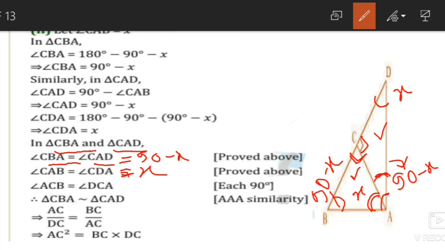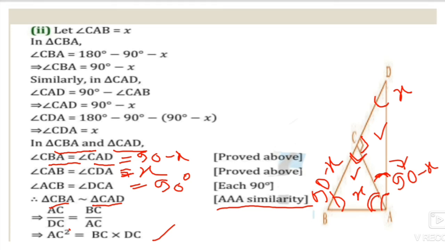Now again, ACB is equal to DCA. Why? Because they are both 90 degrees. So by using AAA similarity, you can say that this triangle is similar to this triangle. That means AC by DC is equal to BC by AC, by equating the ratio of the corresponding sides. If you do the cross multiplication, you will get AC square is equal to BC into DC. In this way, you have to solve part number 2.